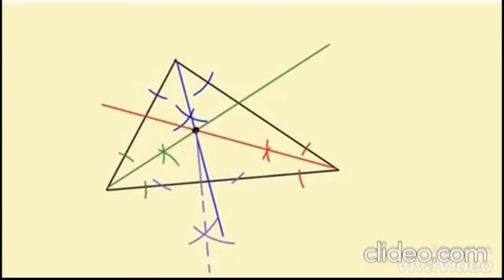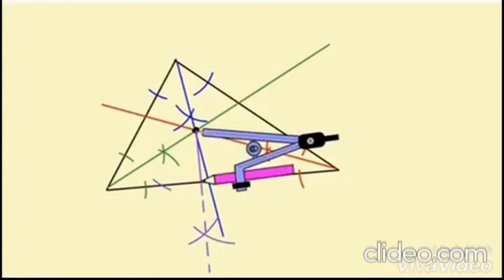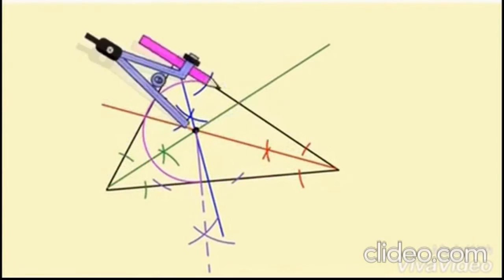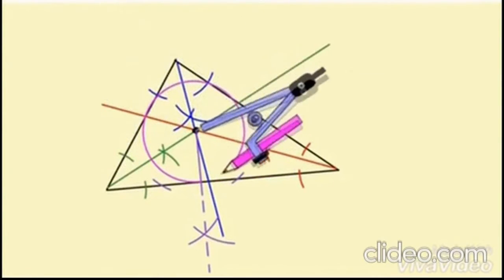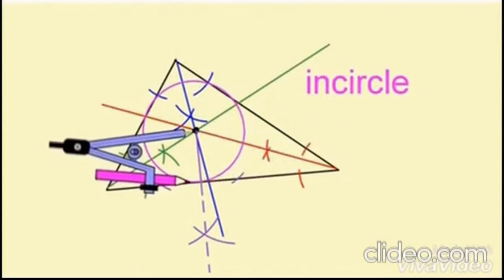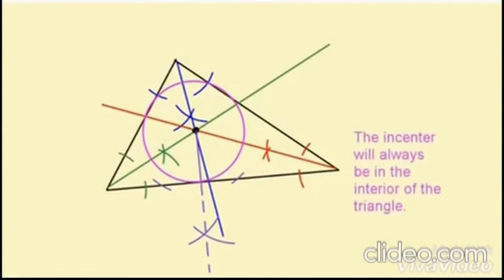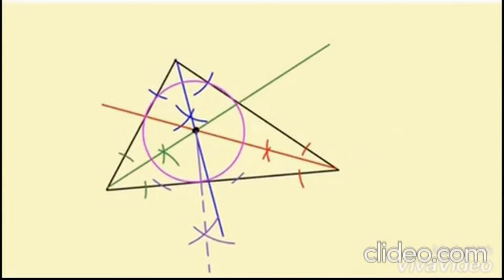To finish the circle, take your compass, put the center at the incenter, adjust the compass so that it measures the length of the radius and draw your circle. The circle that you have just drawn is called the incircle because it is inscribed in that triangle. Now the final comment: the incenter will always be in the interior of the triangle.